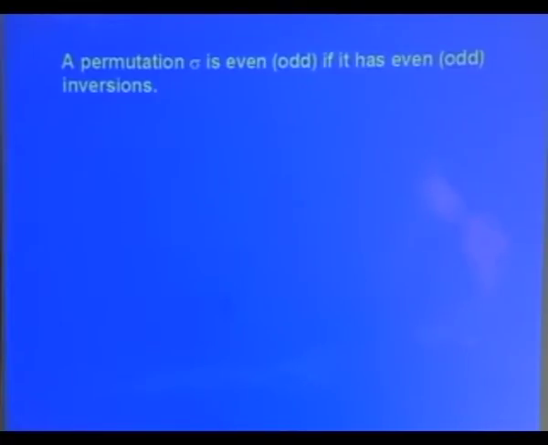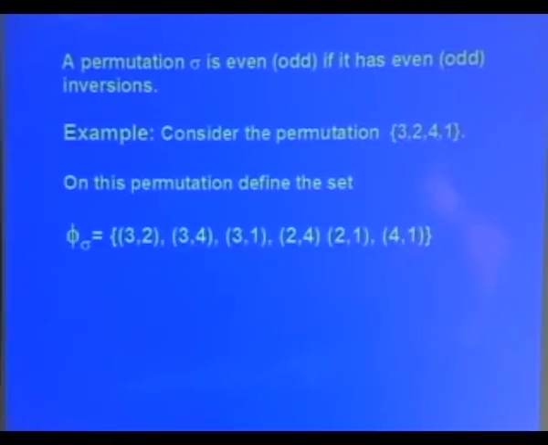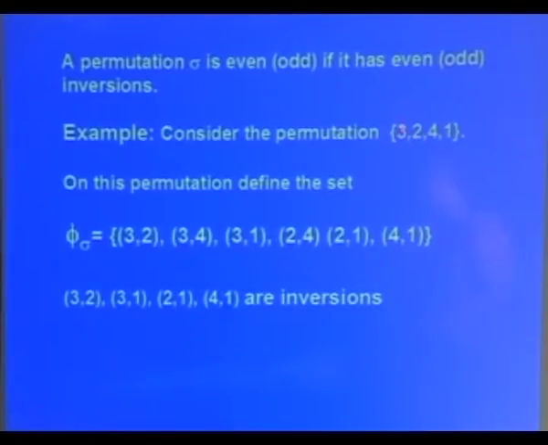A permutation sigma is even if it has an even number of inversions, and we call the permutation odd if it has an odd number of inversions. So, for this let us consider the permutation 3, 2, 4, 1 on the set of first 4 natural numbers. On this permutation we define the set phi sigma as (3, 2), (3, 4), (3, 1), these are the first 3. Then we start with 2: (2, 4), (2, 1), these are the ordered pairs, then we start with 4: (4, 1). So, in all we are having 6 ordered pairs in phi sigma.